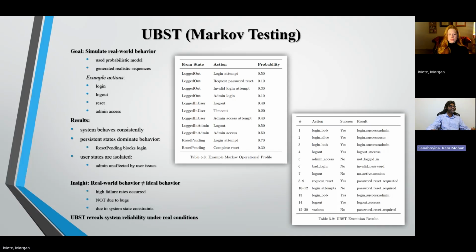An important insight from UBST is that real-world behavior does not always match ideal behavior. Higher failure rates were observed, but these were not caused by defects. Instead, they were the result of system state constraints. This demonstrates that UBST is useful for evaluating system reliability under realistic conditions rather than idealized scenarios.